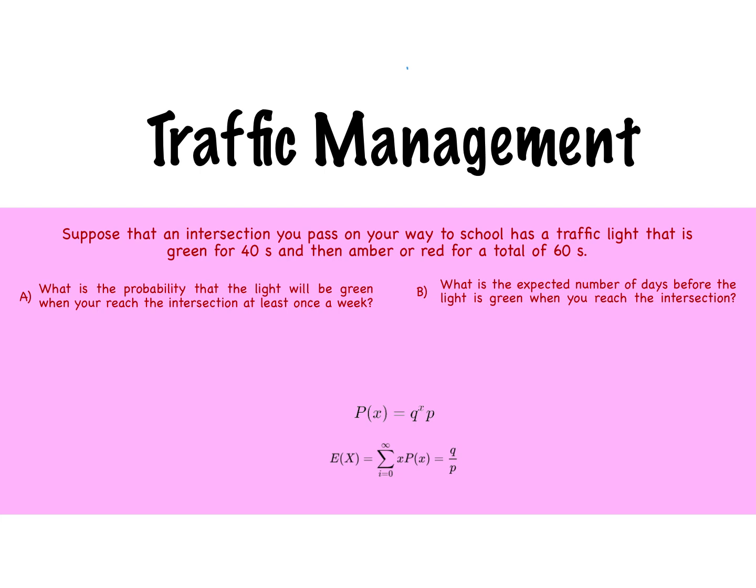Traffic management. Suppose that an intersection you pass on your way to school has a traffic light that is green for 40 seconds and then amber or red for a total of 60. In part A, what is the probability that the light will be green when you reach the intersection at least once in a week? Well, we're talking about going to school, and the school week is 5 days. So the probability that the light will be green at least once means we're measuring between 0 and 4, because we're going to at least get it one time.